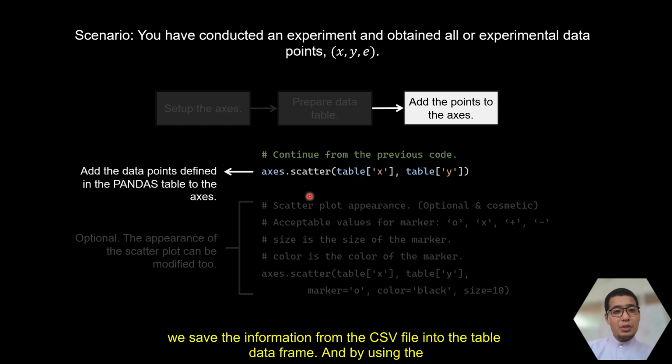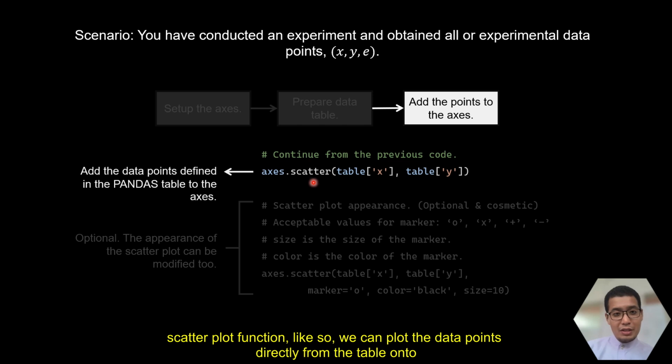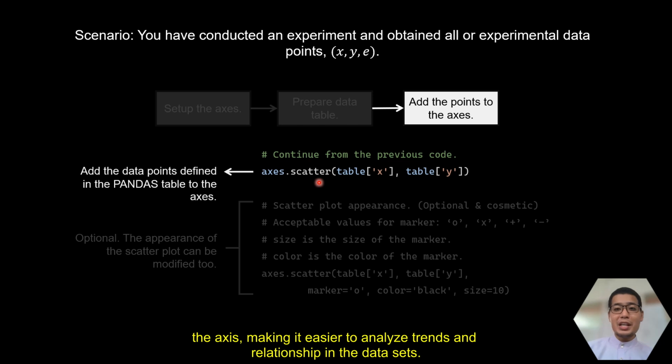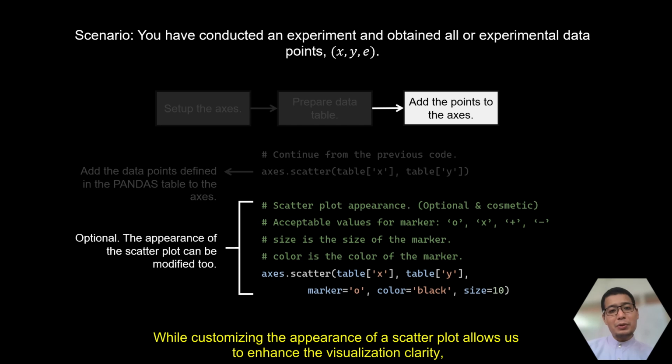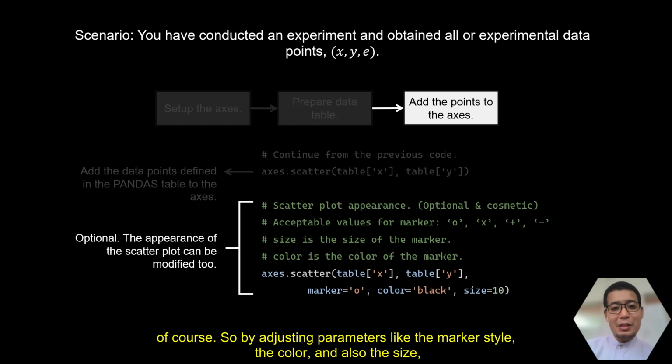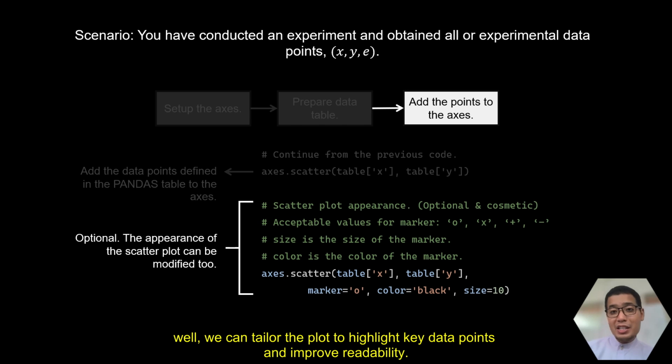And by using the scatterplot function, like so, we can plot the data points directly from the table onto the axis, making it easier to analyze trends and relationships in data sets. Customizing the appearance of a scatter plot allows us to enhance the visualization clarity, of course. So by adjusting parameters like the marker style, the color, and also the size, we can tailor the plot to highlight key data points and improve readability.